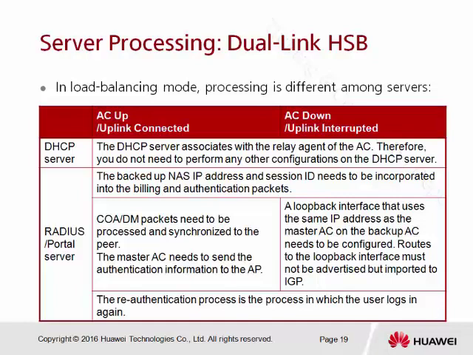What happens when the AC is down? It means the uplink can no longer connect to the RADIUS and the portal server. So a loopback interface that uses the same IP address as the master AC needs to be configured on the backup AC. The route to the loopback interface must not be advertised but imported into the IGP. Here they mention the routing protocol. The IGP is the internal routing protocol, which can be OSPF or maybe RIP.